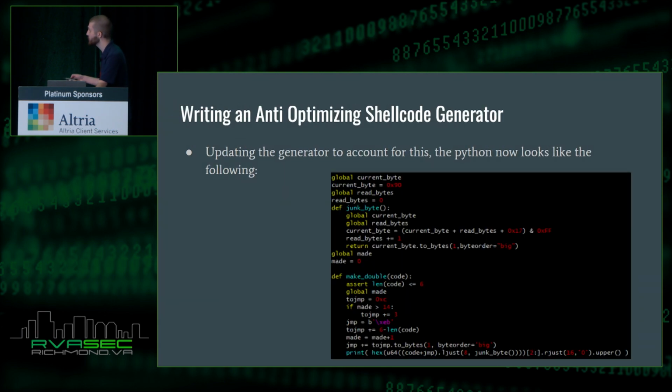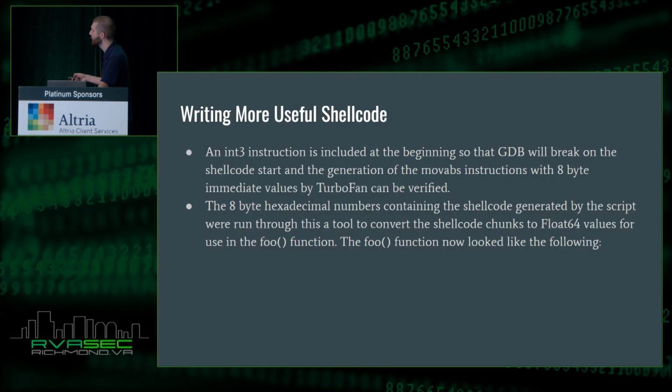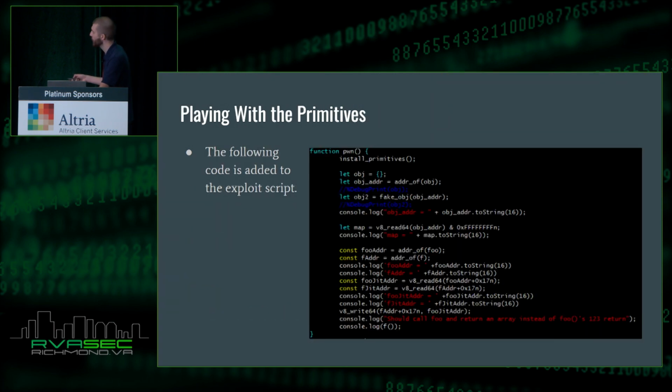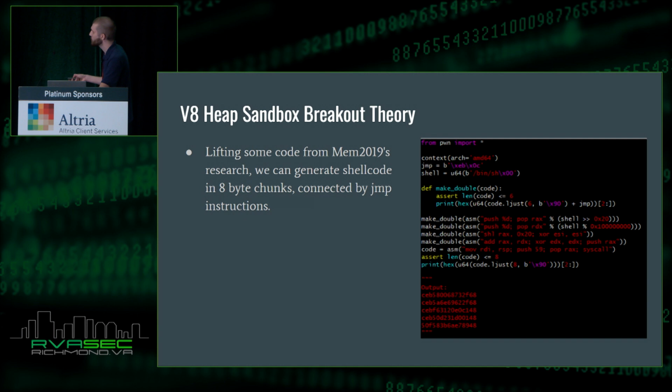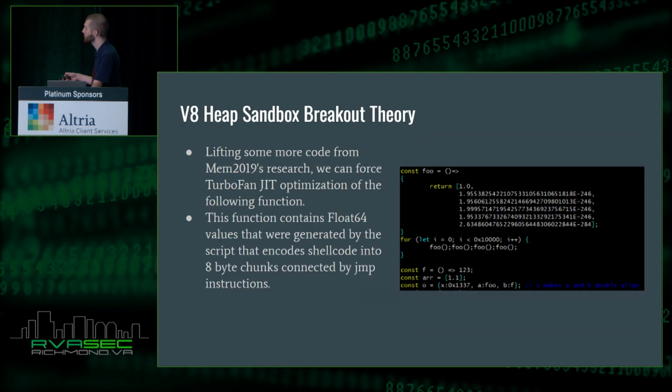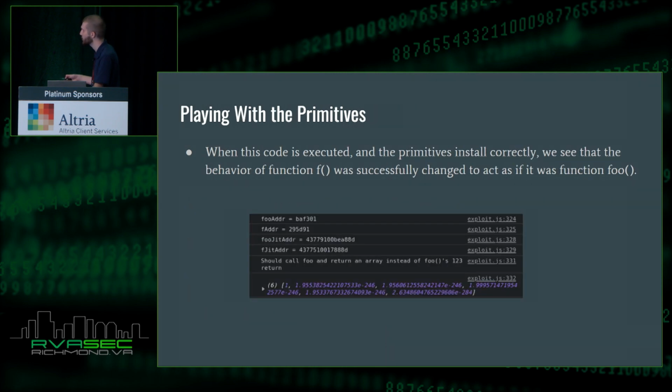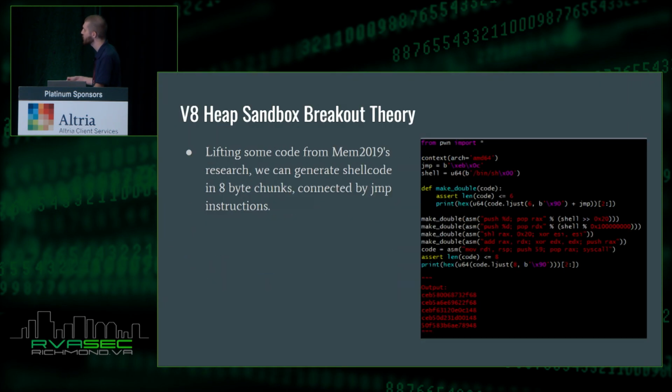So the original research that we started from had a very naively implemented, but practical, shellcode generator. So we started from this and amped it up quite a bit to be able to work around TurboFan optimization for longer shellcode, and then also the longer gaps in between. If we look at the original shellcode generator, we see it's always using a fixed jump instruction. So this jumps 0x14 bytes after.